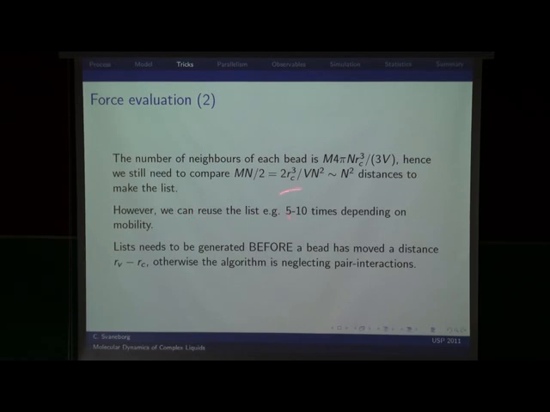So for instance, every 5 or 10 iterations we have to recalculate the list, because particles are moving, but we can at least use the list maybe 5 times. So we don't have to calculate it every time step, but only, let's say, every 5 time steps. But we haven't really achieved much because it's still an n squared process.